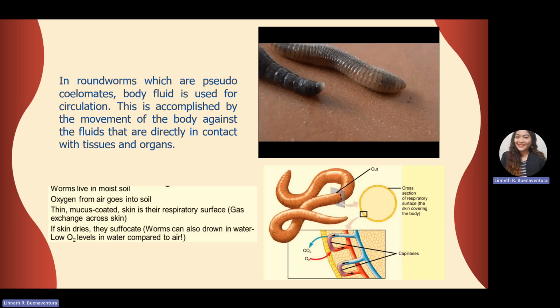they live in moist soil. Therefore, the moist soil will provide enough oxygen for them to survive. Oxygen from air goes into the soil, and their thin mucus-coated skin is the respiratory surface for gas exchange across the skin. So if the skin dries, they can also be suffocated.